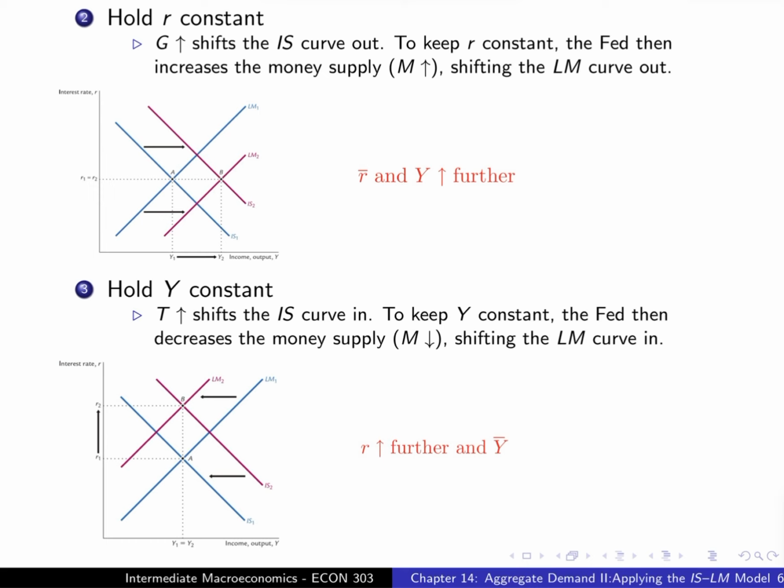Case 3. Hold Y constant. If the Fed wants to keep output Y fixed while government spending increases, the IS curve shifts to the right. To keep Y constant, the Fed reduces the money supply, shifting the LM curve to the left. The result is the interest rate R increases further, but there is no change in output Y.